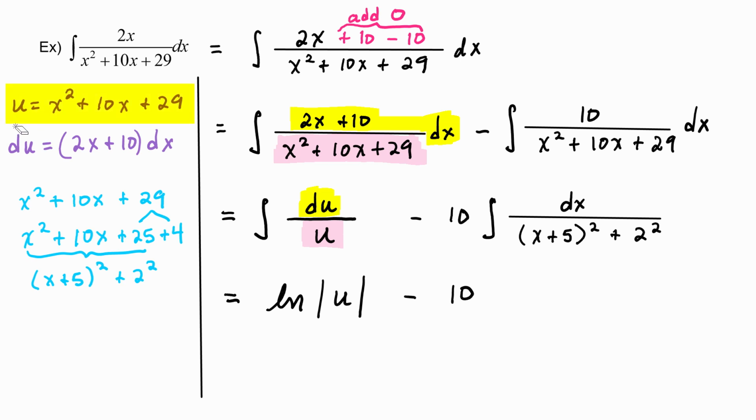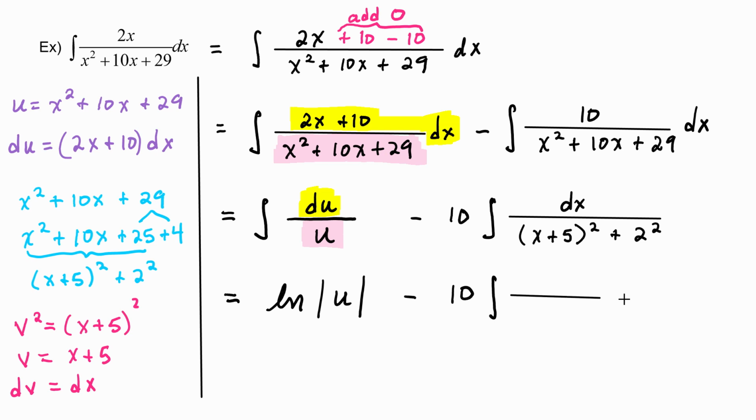Now we've already used the variable u, so maybe we pick a different variable, v, if we want, and we can let v squared equal the quantity x plus 5 squared, which means v is going to equal x plus 5, which means dv would equal dx. So working on this integral to do the substitutions, this dx up here can get replaced with a dv, and then in the denominator here, we know the x plus 5 quantity squared is going to get replaced with v squared.